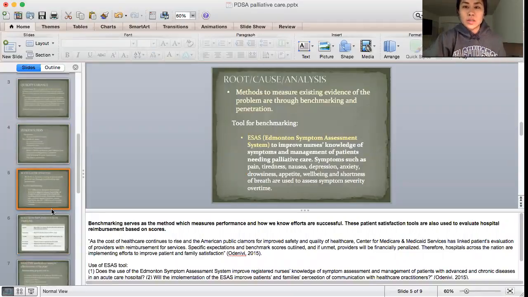Methods used to measure existing evidence of the problems are through benchmarking. As the cost of healthcare continues to rise and more Americans are living longer, there must be a way to measure existing evidence, and this is through a tool used for benchmarking, which is the ESAS, the Edmonton Symptom Assessment System. This is a tool that's used to improve nurses' knowledge of symptoms and management of patients needing palliative care.